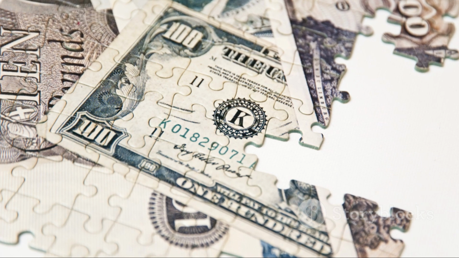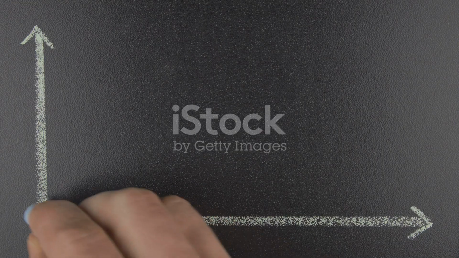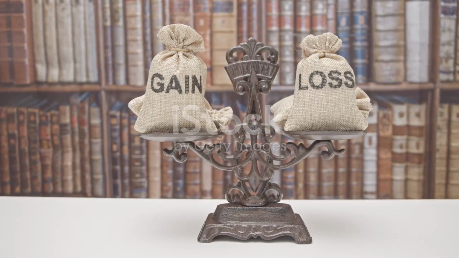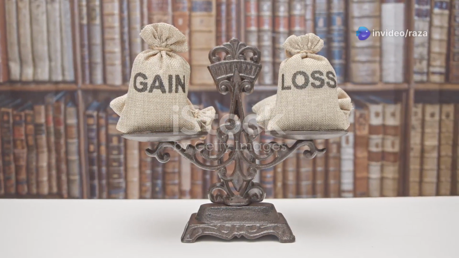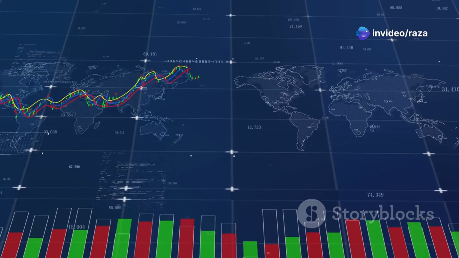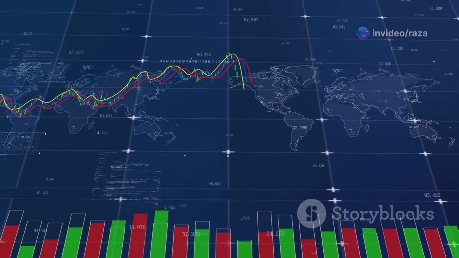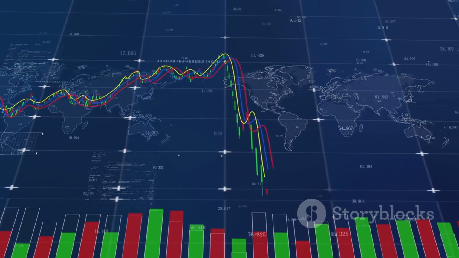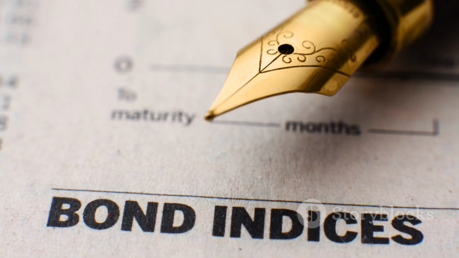Hedge accounting is complicated. It lets companies make their earnings look less bumpy. This is done by matching the accounting for the derivative with the accounting for the thing being hedged. There are three types of hedges. A fair value hedge protects against changes in the value of an asset or liability. For example, protecting the value of a bond.